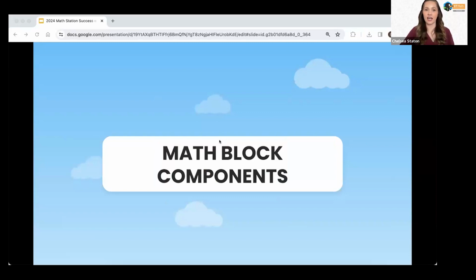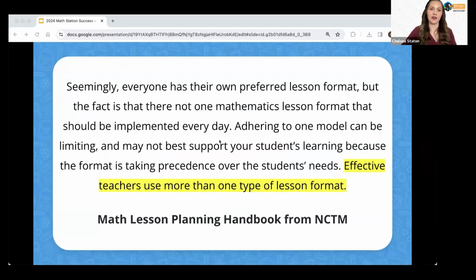Okay, this is just some ideas for how the math block might be scheduled depending on how much time you have. I'm not going to read this in entirety, but the gist of it is you don't have to do stations every day, or you don't have to do whatever your preferred lesson format is every single day. It doesn't have to look the same. Now, there should be some things that are consistent. Our students like when they come in the classroom and they know what's going to be expected. But as far as the actual format of the lesson goes, it doesn't have to be exactly the same. We're going to do what makes the most sense for our students and for the lesson that we're teaching.